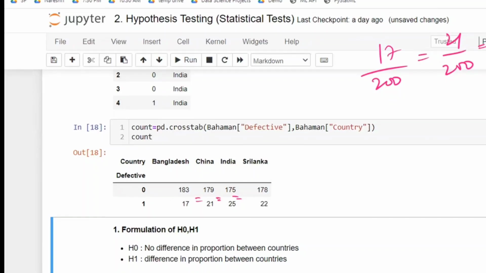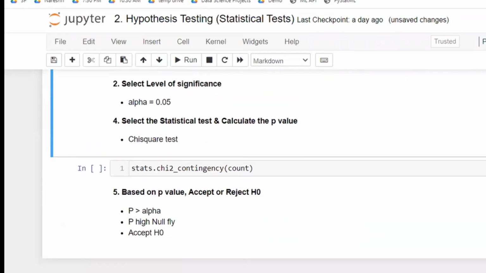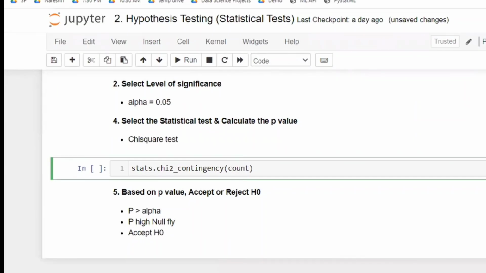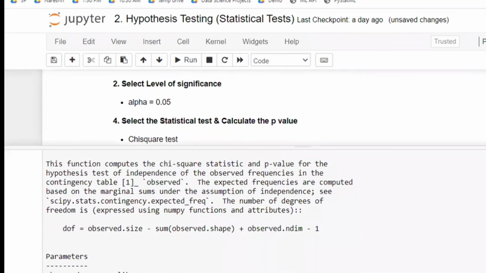As per the population, not based on the sample. Based on the sample, everyone is not equal, that I also know. But I want to estimate for the population. So what we are going to do is apply the chi-square test. Inside this, we have to give the input, the cross tab. This function was created by selecting the cross tab.